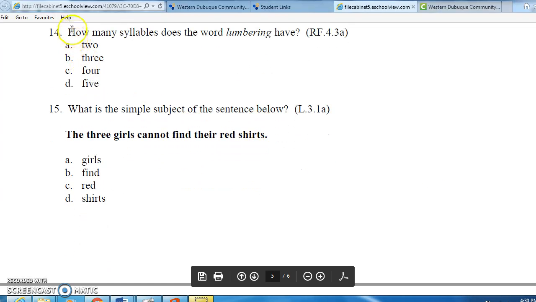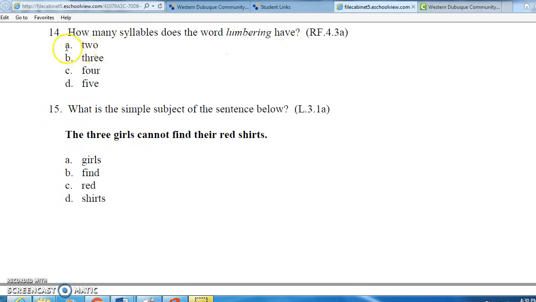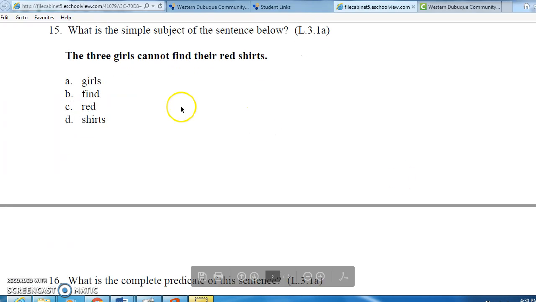Number 14. How many syllables does the word lumbering have? A, 2, B, 3, C, 4, or D, 5. Pause the video to find your answer. Number 15. What is the simple subject of the sentence below? The three girls cannot find their red shirts. A, girls, B, find, C, red, or D, shirts. Pause the video to find your answer.